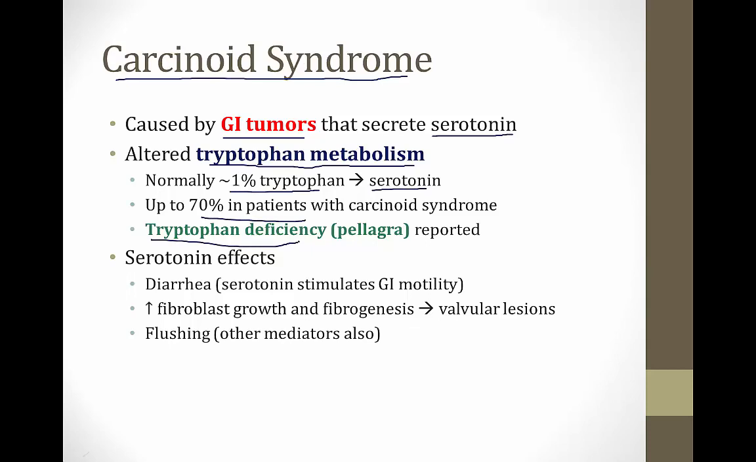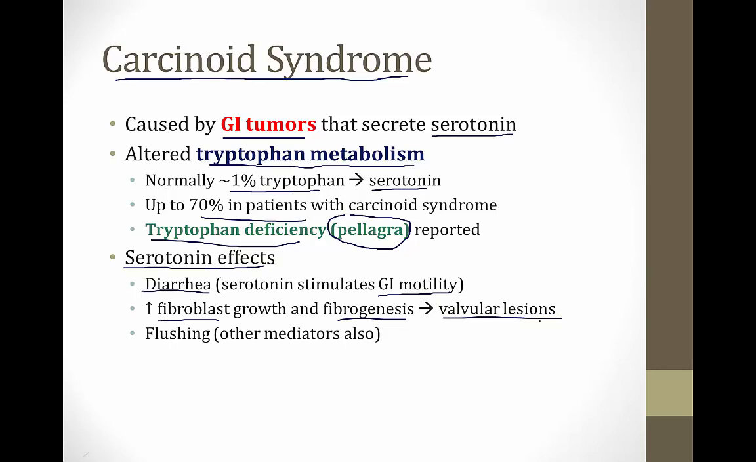The symptoms of tryptophan deficiency are similar to the symptoms of niacin deficiency. They look like pellagra, and we'll talk about what that is in a few slides. The effects of the high levels of serotonin that are seen in the carcinoid syndrome include diarrhea, and that's because serotonin can stimulate GI motility. There is also increased growth of fibroblasts and fibrogenesis, and this leads to valvular lesions, particularly on the tricuspid and pulmonic valves.